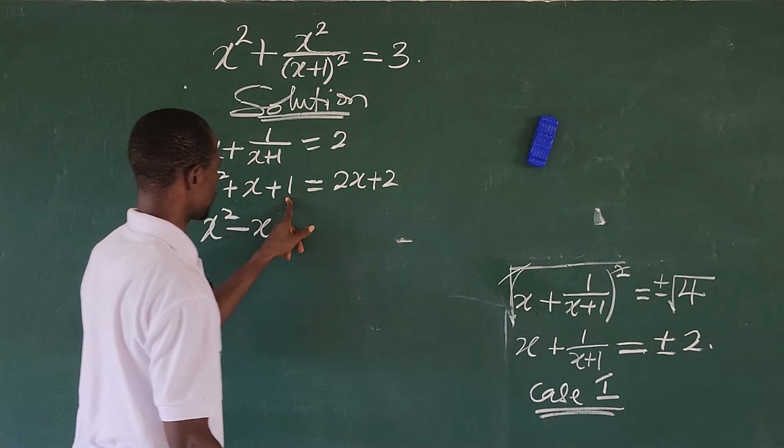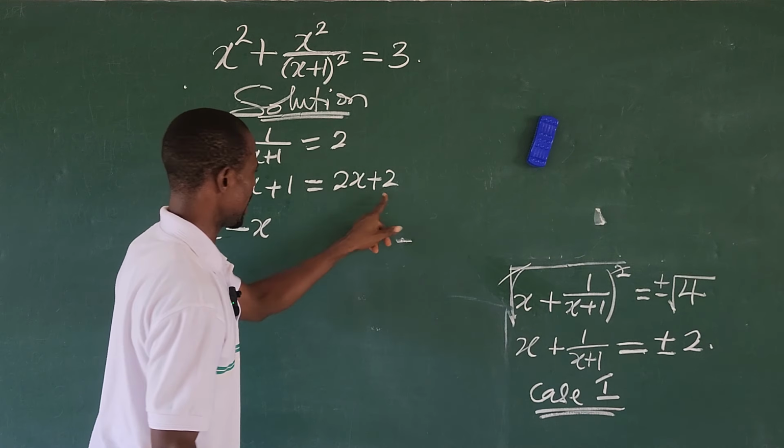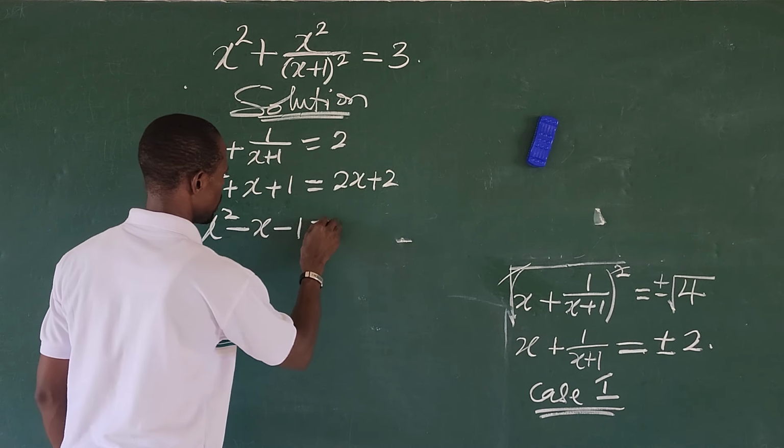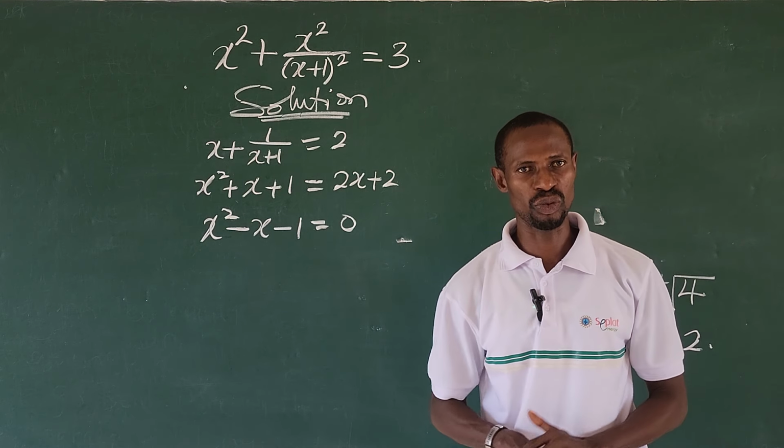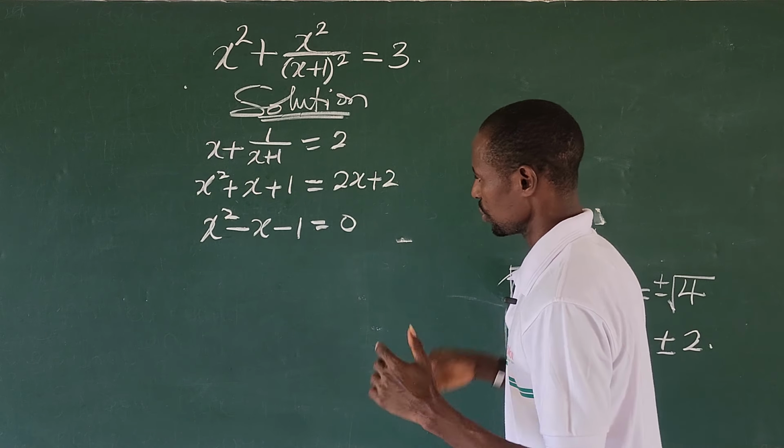We move this to this, it turns to 1 plus 1 minus 2 will give us minus 1 equal to 0. So this is a quadratic equation. We have to solve this quadratically, right? So we're going to use the formula method.